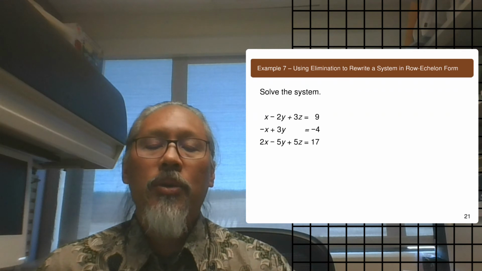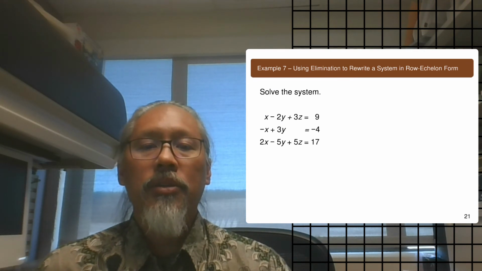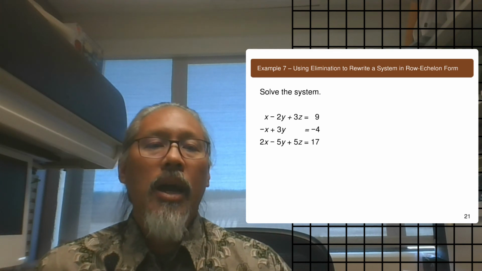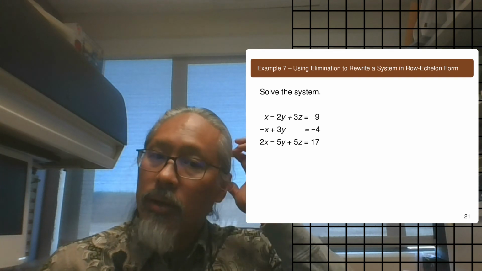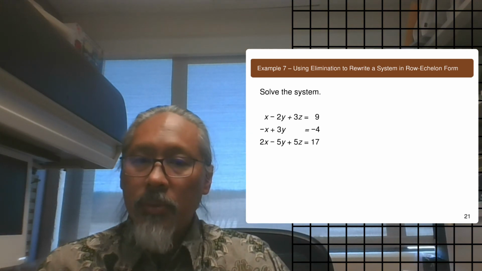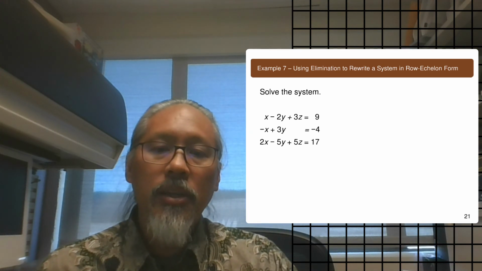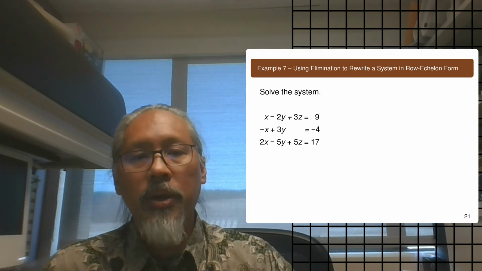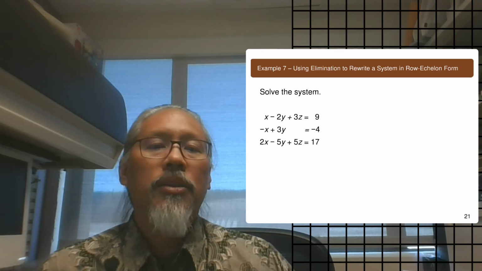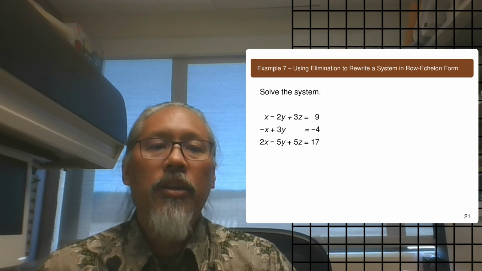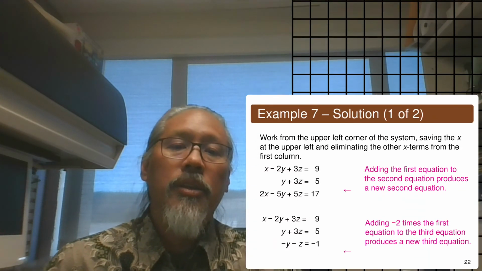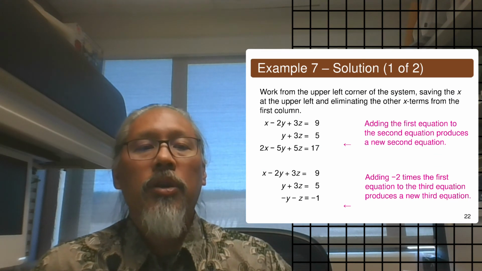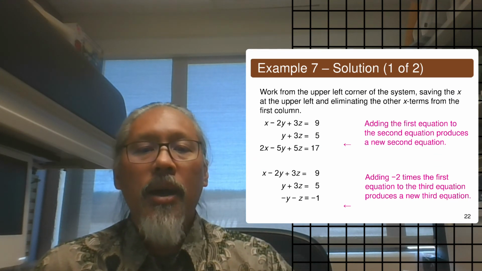Here's another example where we have three variables and three equations, and our variables are x, y, and z. How can we solve for this system? Well, we can do some fancy substituting, solving for one variable in one equation and putting it into the other equations, etc. But here we're going to start learning a particular algorithm for solving these things. We're going to work with the upper left corner, saving the x on top.